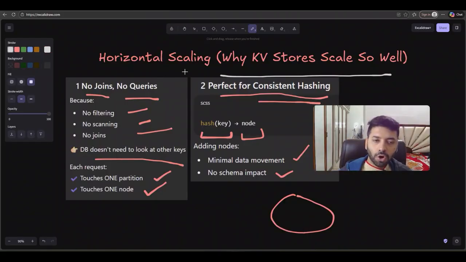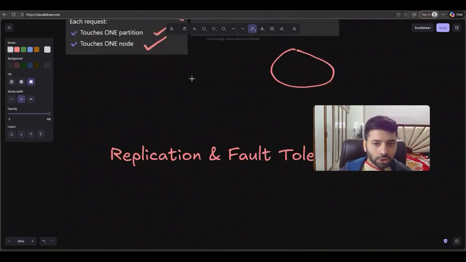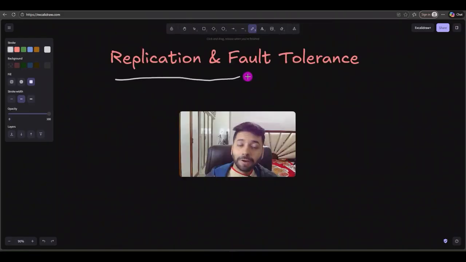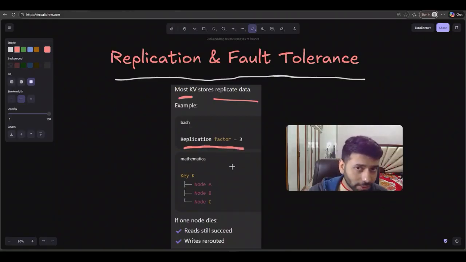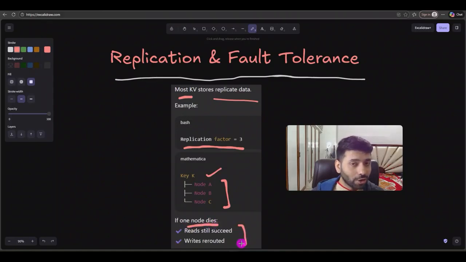Alright, so this was about horizontal scaling. Next, let's also discuss replication and fault tolerance in key value databases. Most key value databases replicate data. For example, if we set the replication factor as 3, it means it maintains 3 copies of the data. So for any key, say K, we have 3 replicas in node A, node B and node C. So just in case one node dies, read and write operations will still succeed.